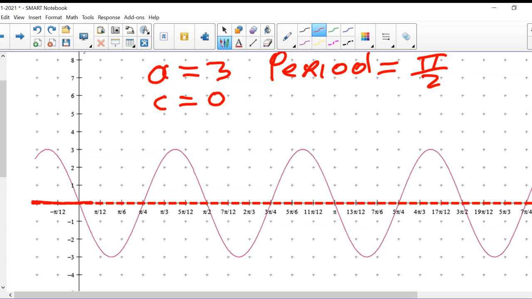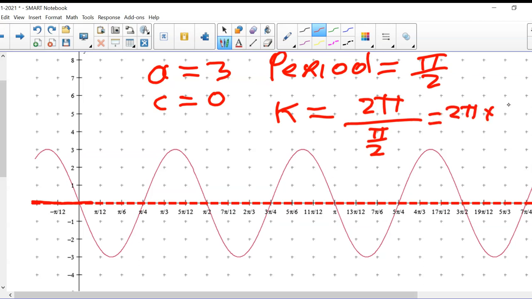That's not your k, though, because your k is equal to 2 pi divided by pi over 2, which means the same thing as 2 pi times 2 over pi. Remember when we were doing this yesterday with those identities? What I'm doing is I'm multiplying by the reciprocal. How did I get pi over 2? Joel is asking. Good question, Joel.